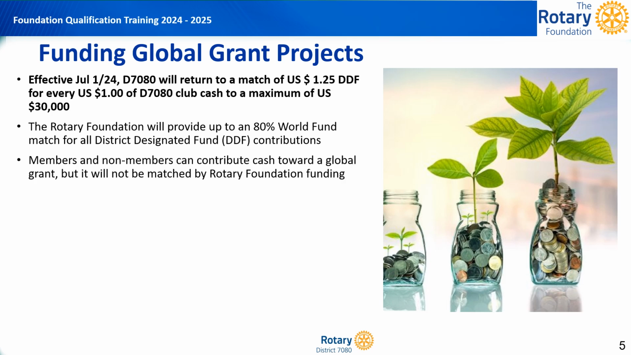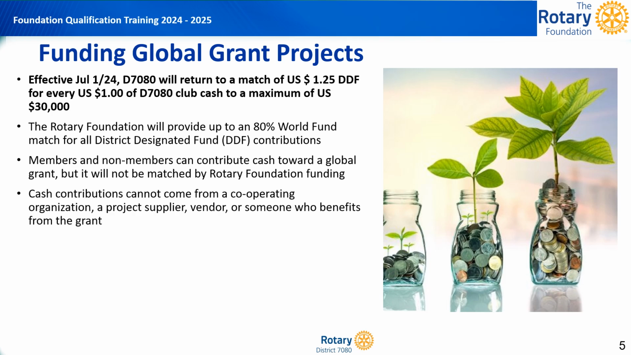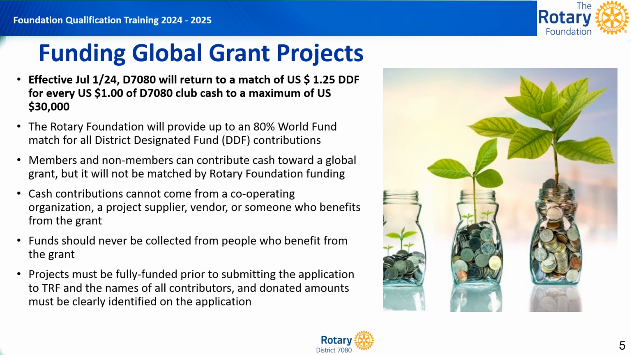While members and non-members can contribute cash towards a global grant, it will not be matched by the Rotary Foundation nor by the district. Cash contributions cannot come from a cooperating organization, a project supplier, vendor, or anyone who benefits from the project. In fact, funds should never be collected from people who benefit from the grant. Projects must be fully funded prior to submitting the application to the TRF, and the names of all contributors and donated amounts must be clearly identified on the application. And once the grant has been approved, grant funding cannot be changed.